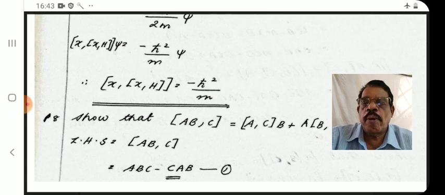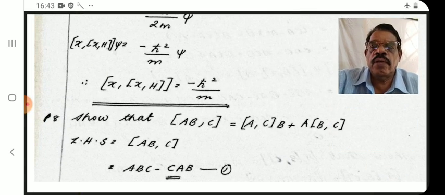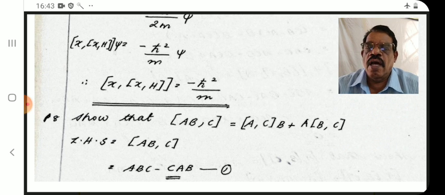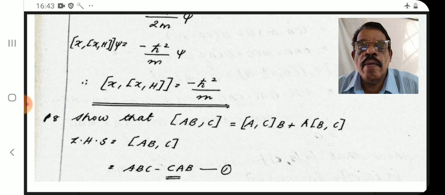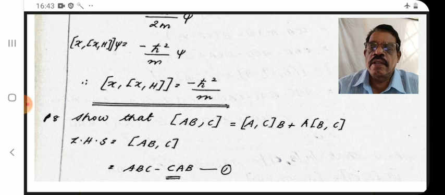Now, 1 or 2 problems are given which are frequent questions, repeated questions, and very easy to do. Show that the commutator [AB, C] is equal to [A, C]B plus A[B, C]. We have to prove this, so prove LHS equals RHS. It is very easy, like the vector proofs. You take LHS: [AB, C], that is ABC minus CAB.